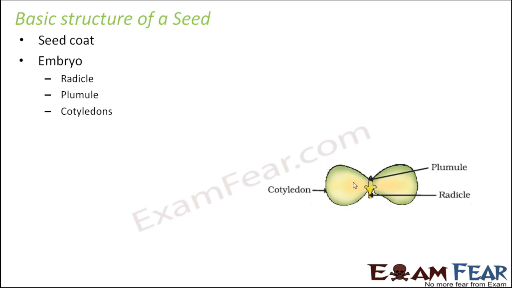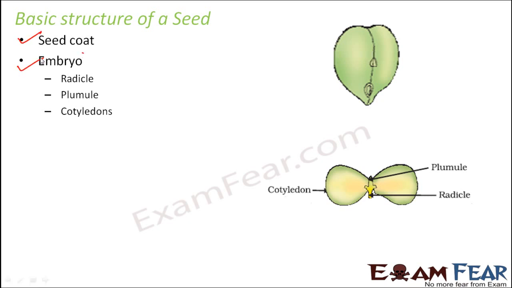So this is the embryo. Now this embryo is present inside the seed. This is how the seed looks from outside, and this outer covering is the seed coat. The seed coat will ensure protection, and inside the seed coat you have the embryo, which is made up of the cotyledons, plumule and radicle. So this is the basic structure of a seed.